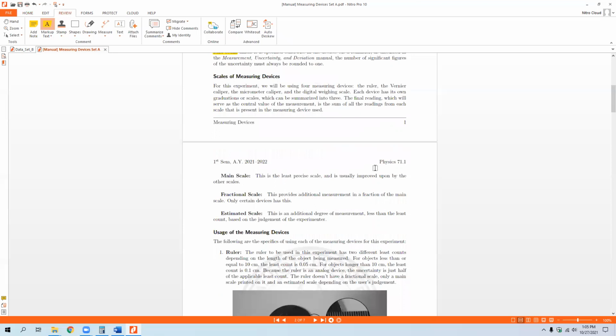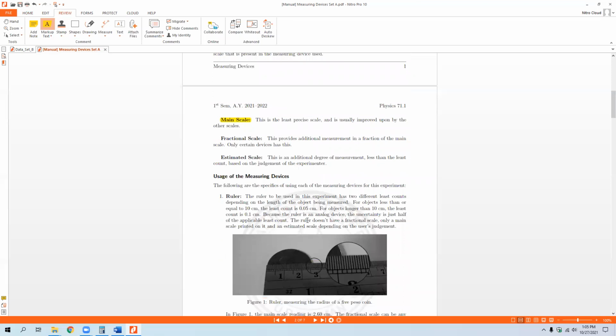Again, we have different scales of measurement, which are your main scales, which is the largest scale, usually the least precise also. You have your fractional scale and estimated scale. Your fractional scale is an additional degree of measurement. And in this case, for this experiment, only our 2 calipers have fractional scales. As for the estimated scale, as the name implies, it's only estimated. So dito na pumapasok yung sa experiment 1 na posibleng sources of error, kasi it is based on the judgment of the experimenter.